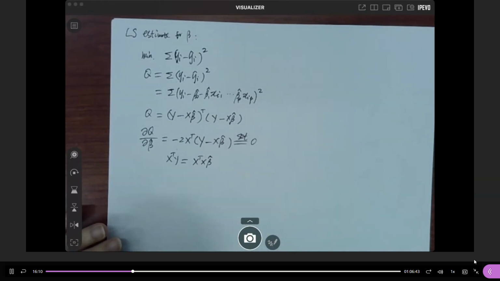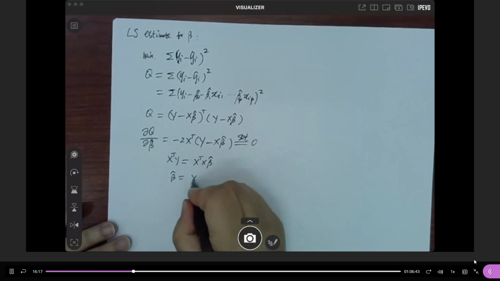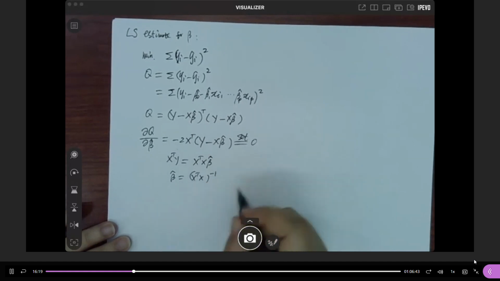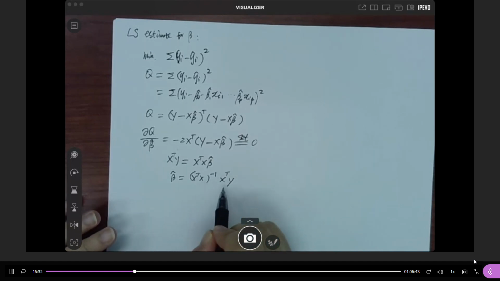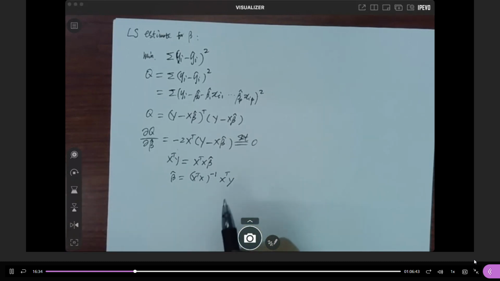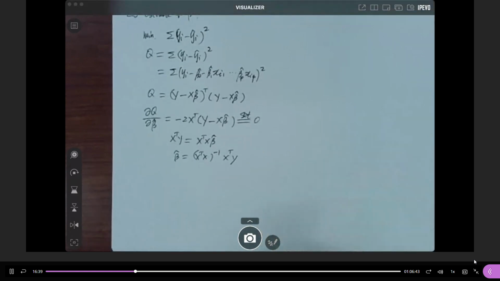Then your goal here is to get the beta hat, right? In order to solve this equation to get the beta hat, beta hat is just X transpose X inverse X transpose Y. So the reason we have to do X transpose X inverse, instead of just directly X inverse Y, is because the dimension of X may not be square, right? If it's not square, you have to make it square by doing this. X transpose X makes it a square matrix, then you can do inverse.